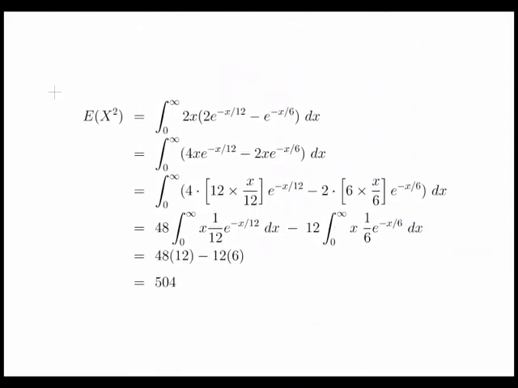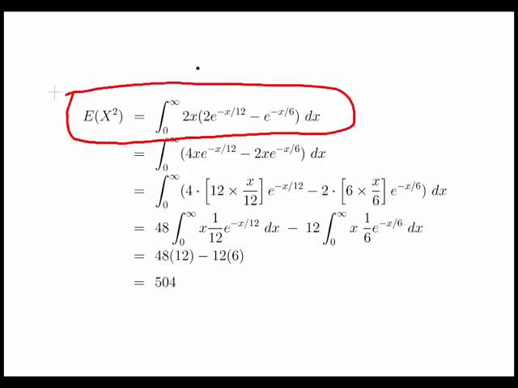Now I'm going to go back up here. I skipped past this part. This is the second moment. The integral of 2x times s of x dx. So we have 4x times e to the minus x divided by 12 minus 2x times e to the minus x divided by 6 dx.